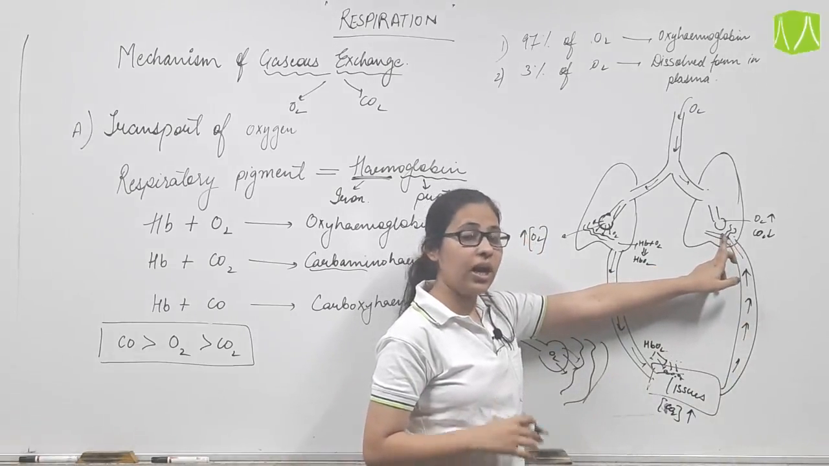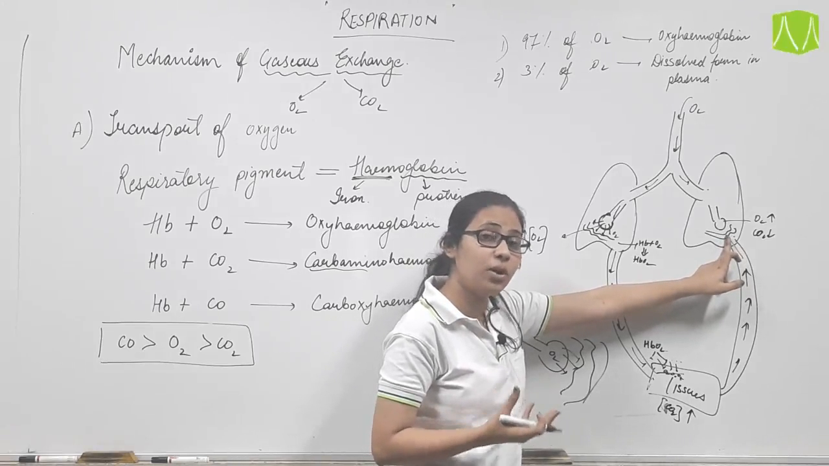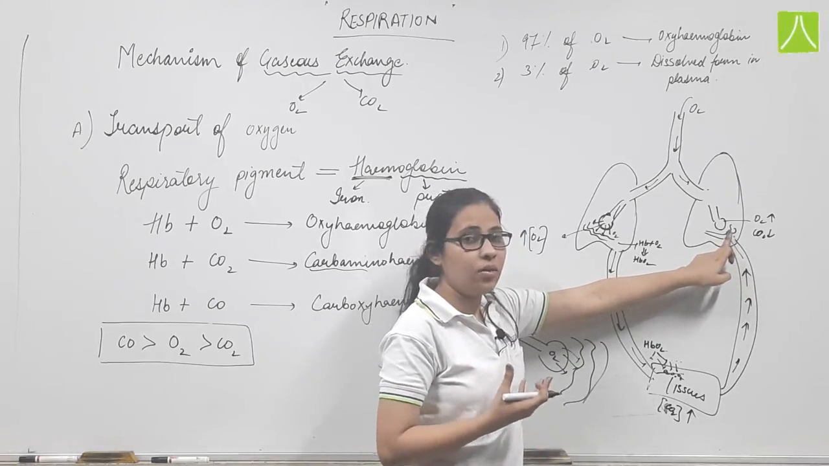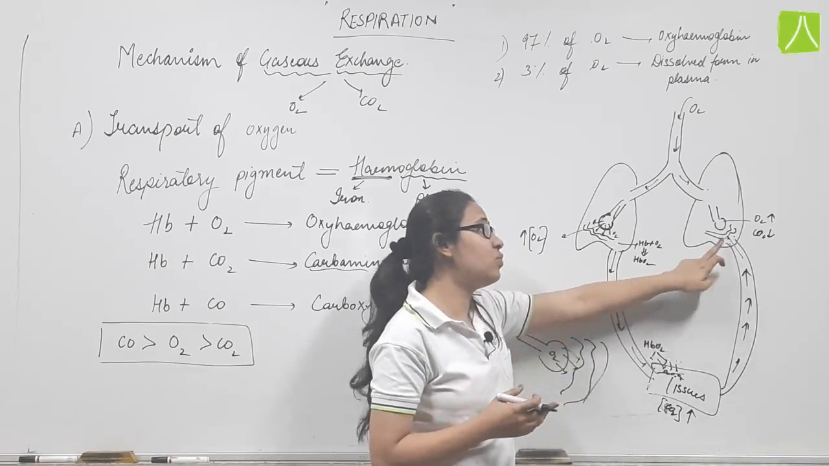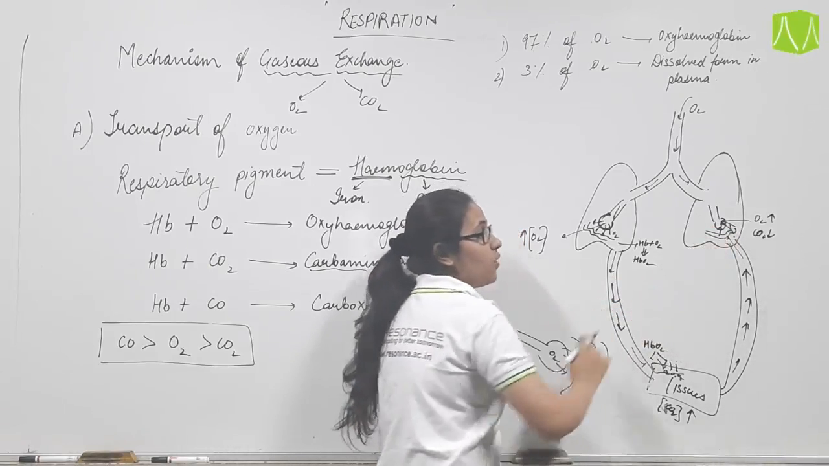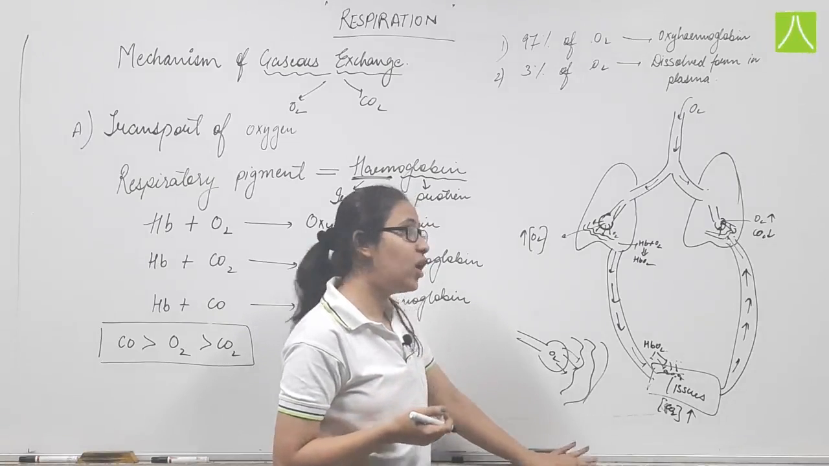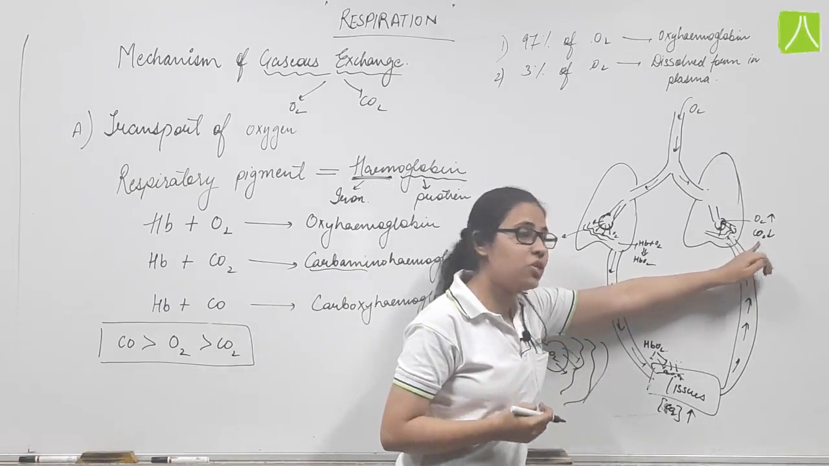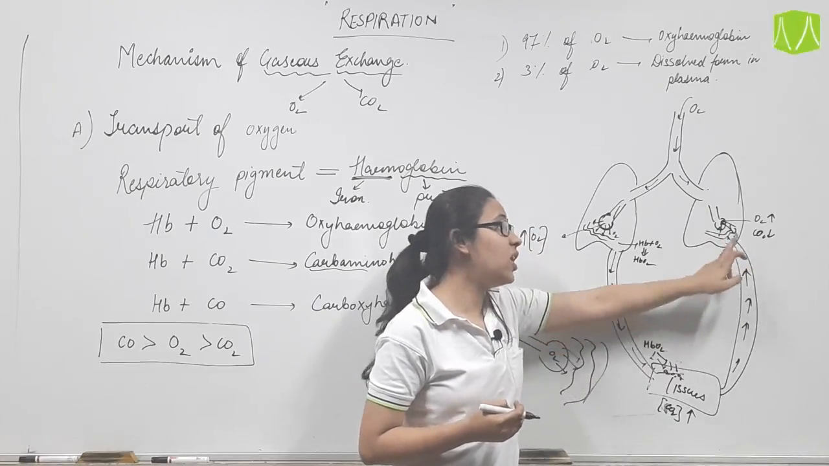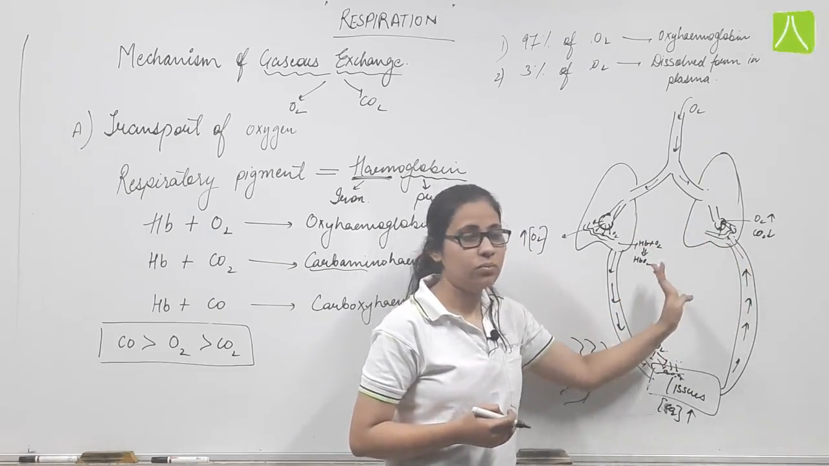Now the carbaminohemoglobin again shows dissociation, and the CO2 which is freed diffuses into the alveoli, because the concentration of CO2 is less in the alveoli as compared to outside the alveoli. After dissociation, the hemoglobin which is left again binds with the O2, and this process will continue.